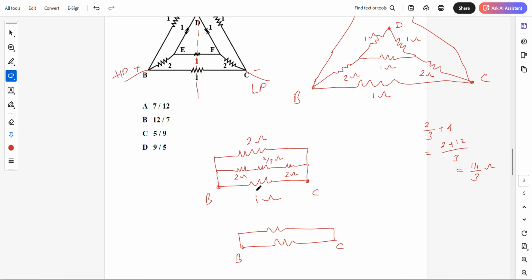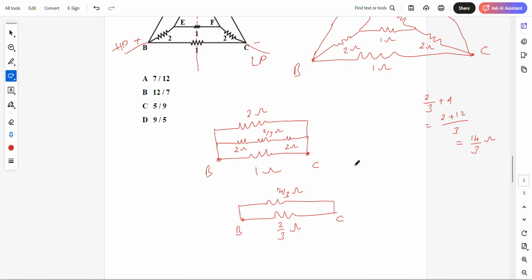What about 1 ohm and 2 ohm? If they are in parallel, it is 2/3 ohm. And this one is 14 by 3 ohm. They are in parallel. Now a simple calculation. RBC will be equal to 14 by 3 into 2/3 divided by 14 by 3 plus 2/3.